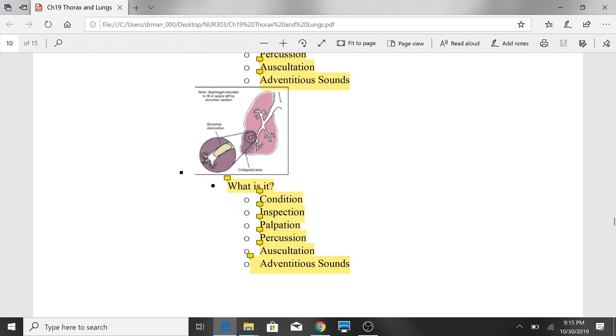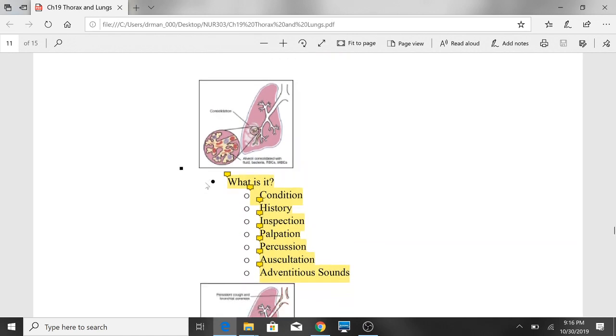What about if we percuss someone with atelectasis? Dull over the area. What about if we auscultated them? Breath sounds decreased, vesicular or absent over the area. Voice sounds variable, usually decreased or absent over the affected area. Any adventitious sounds? No, if the bronchus is obstructed. However, if the bronchus is patent, there will be some occasional crackles. Fine.